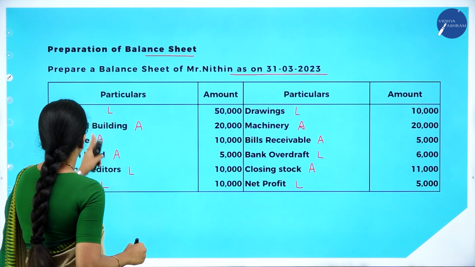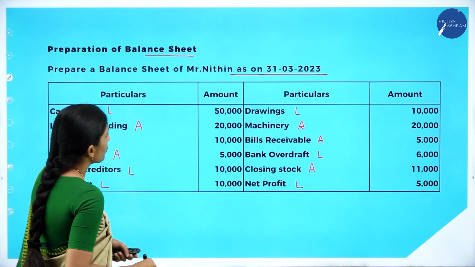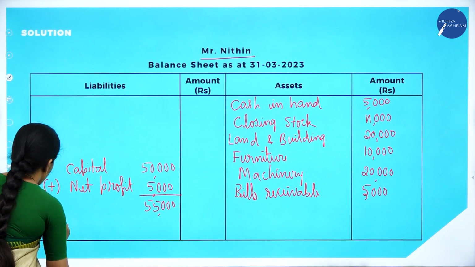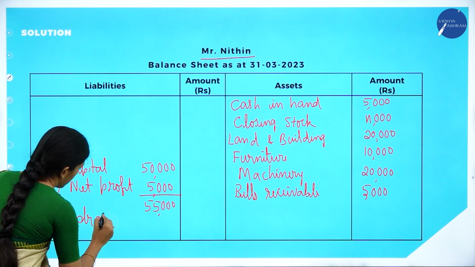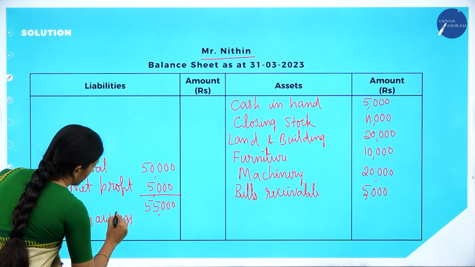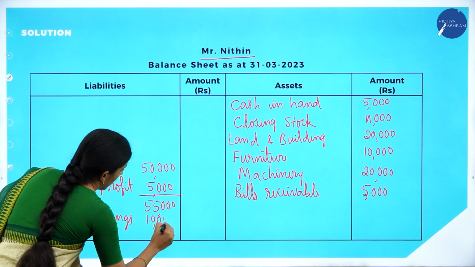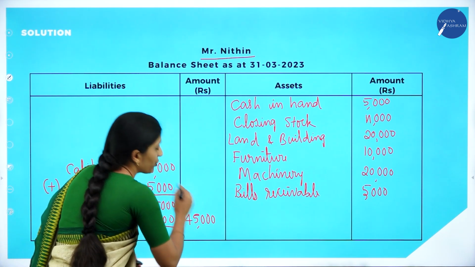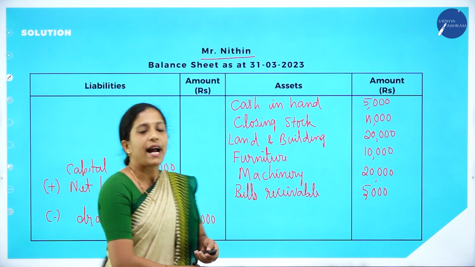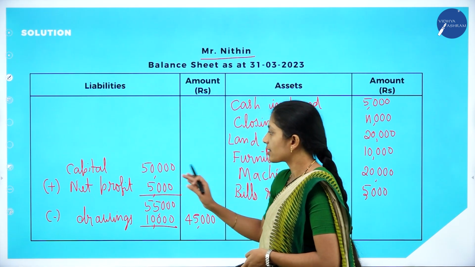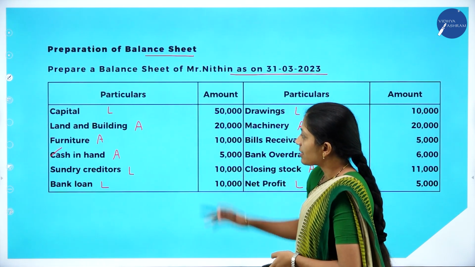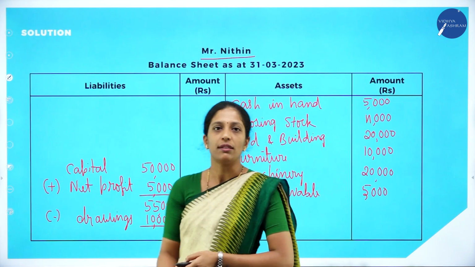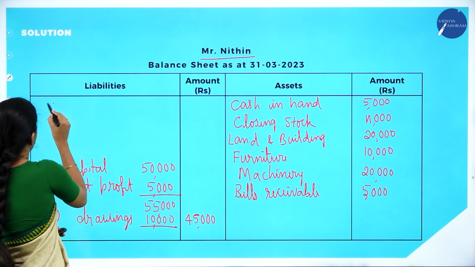And whether we have drawings. Yes, we have drawings 10,000. So minus drawings, minus 10,000. So in the outer column it is 45,000. This is how you have to show your capital: capital, add profit, minus drawings. So this is capital. Now let us write all other liabilities. So we have sundry creditors 10,000.